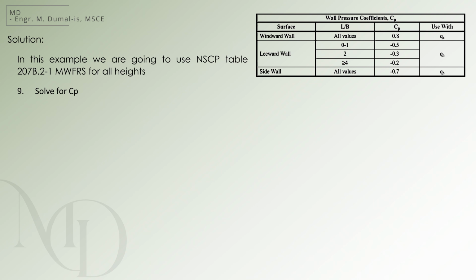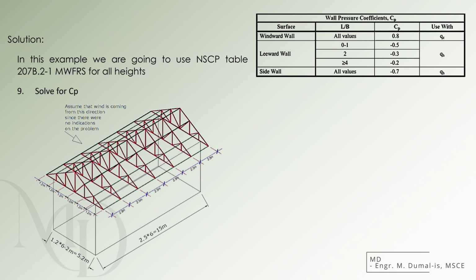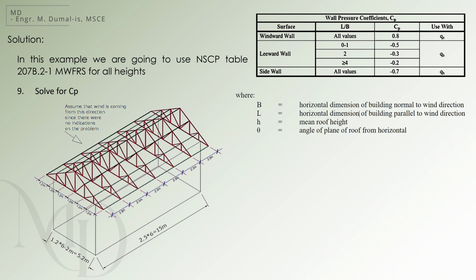We will now proceed to solve for the wall external pressure coefficient C sub p. To begin, let us consider the building with the wind direction applied. Next, we define the key variables. Capital B is the width of the building measured perpendicular to the wind. Capital L is the length of the building measured parallel to the wind.